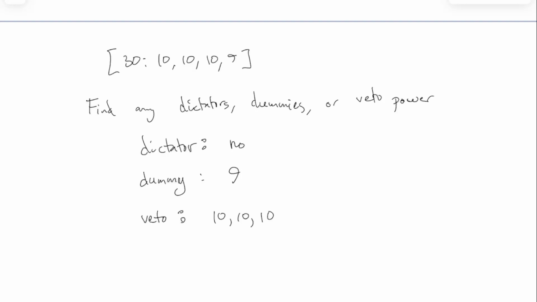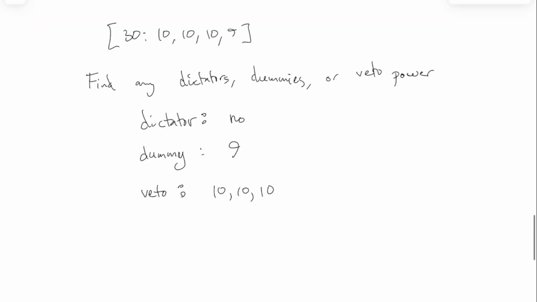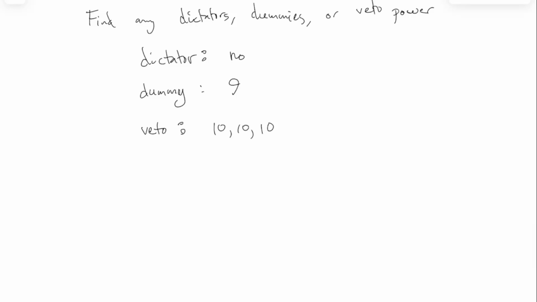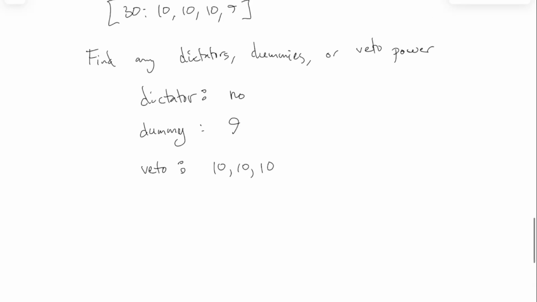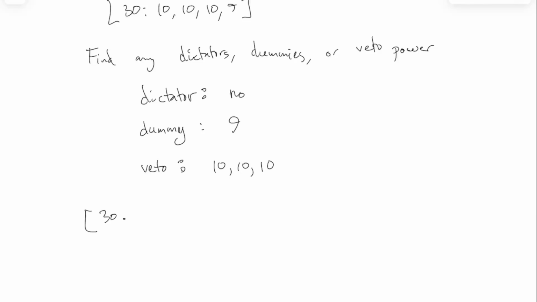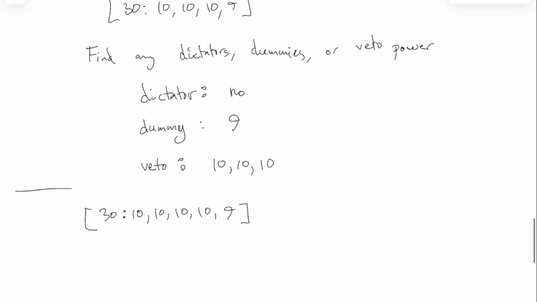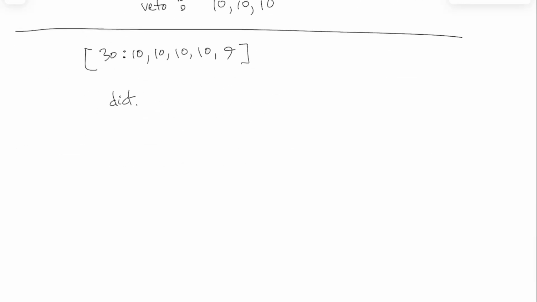So let's just look at one little variation on that, and then I have some for you all to try. Here's my variation. This is almost the same, but it looks a little different. I'm going to throw in one more 10. How does that change things? I want dictator, dummy, veto. Your job is to figure out, again, are there any dictators? Are there any dummies? And is there anybody with veto power? So first of all, dictator.